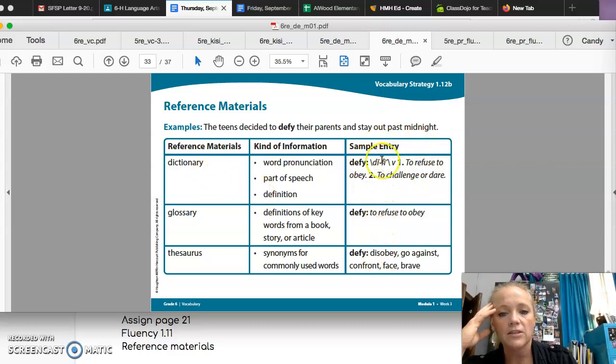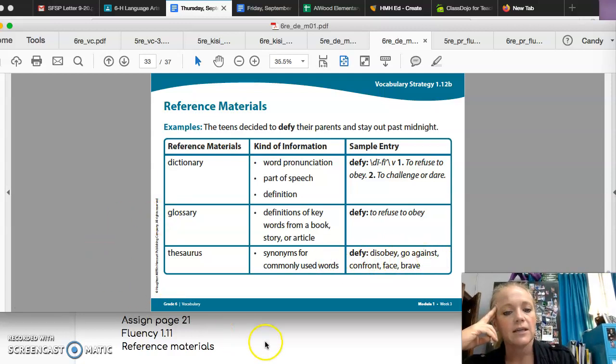So if I look it up in a dictionary, I see how to say it, defy. I see it's a verb. I see the definitions. If I look it up in a glossary, they only give me what I really need. They give me a definition that will work to help me understand the word in the sentence. And then if I look it up in a thesaurus, they're going to give me synonyms like disobey or go against.